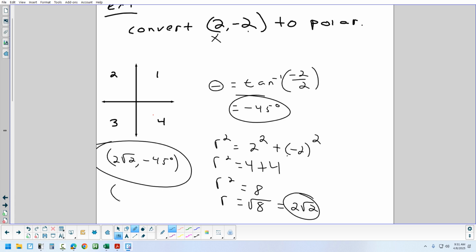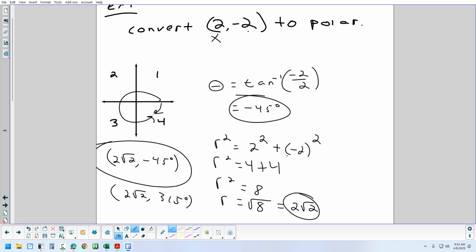What would it be if I said to you to write the answer, but not with a negative angle? I want a positive angle instead. This gets into what we did a little bit ago. What would your angle be? Think about what you can do to an angle to make it positive. Yeah? 315. So that's negative 45. That's 315.